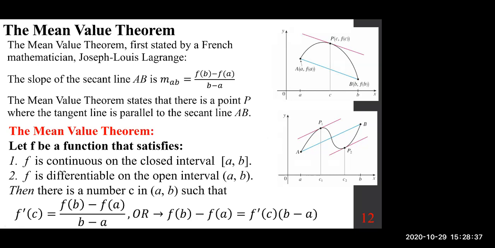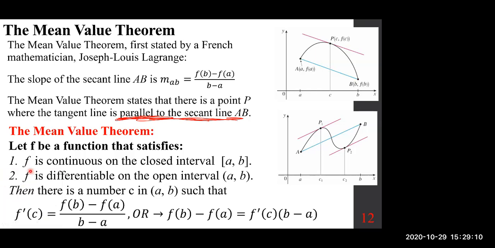The mean value theorem was discussed. Okay. So the mean value theorem, first stated by a French mathematician, Lagrange: the slope of a secant line, which is f of b minus f of a over b minus a, means there is a point where the tangent line is parallel to the secant line. I can't really emphasize this enough. This is the meaning of the mean value theorem, class.